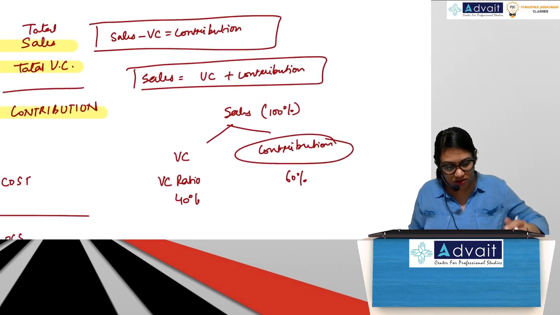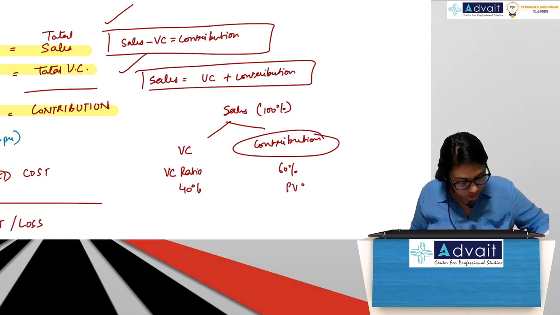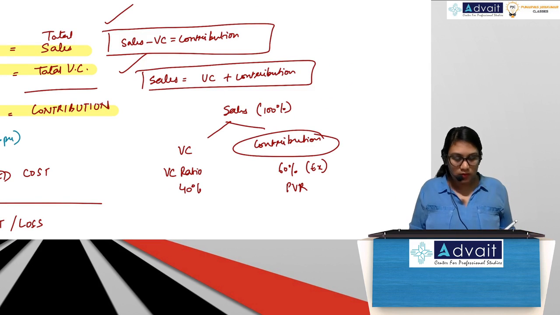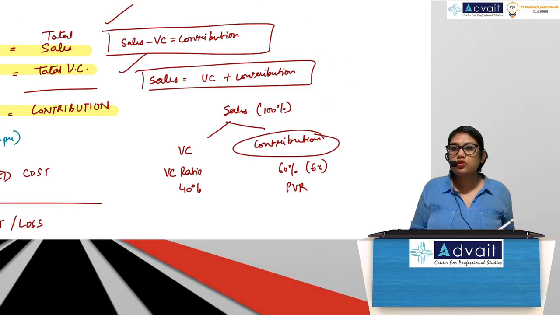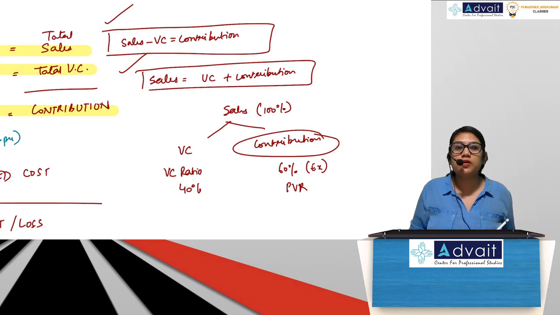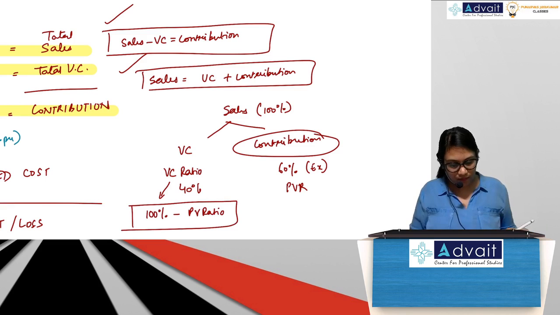So please make a note of this, write this, and do this. This is your PV ratio. If we take this as an example, PV ratio was contribution by sales into 100. I have given you the PV ratio in this problem. Example 60%, which means variable cost ratio is 40%. How? So what is the formula for variable cost ratio? 100% minus PV ratio. Guys, correct?